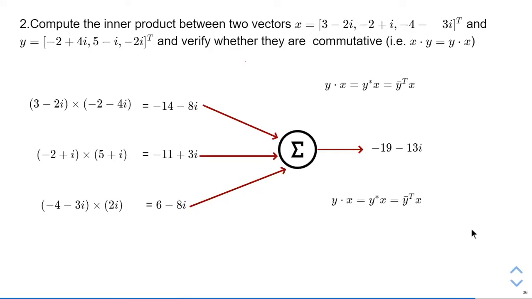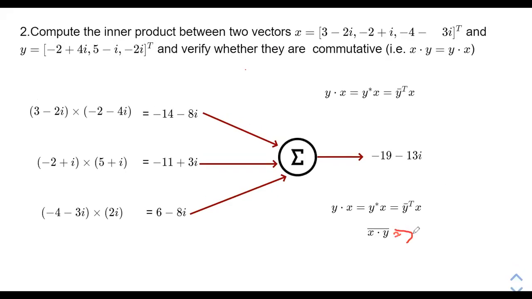So in general, y dot x is not equal to x dot y. Here the answer you could interpret as x dot y. Whatever answer we obtained for x dot y, which is, I think, minus 19. Oh, I have to choose a pencil.